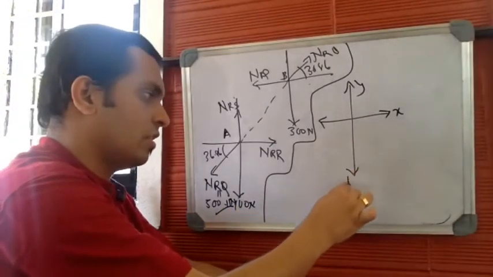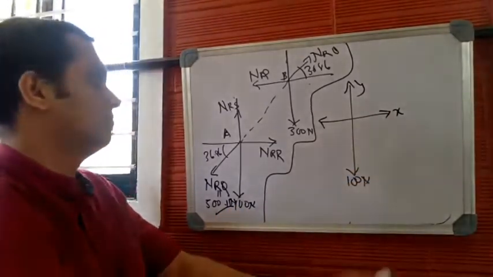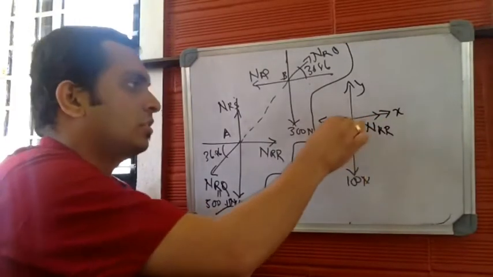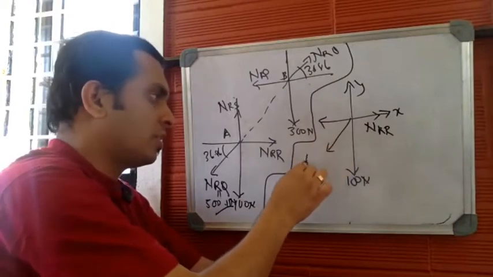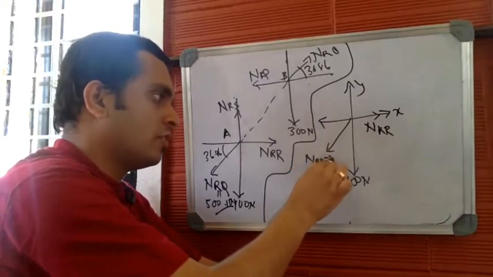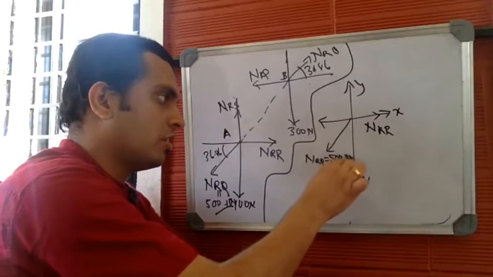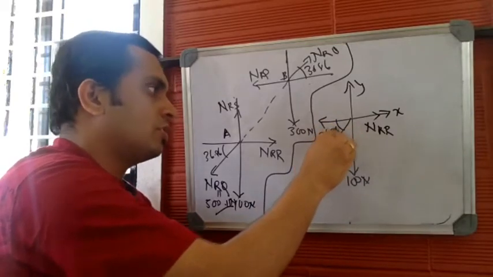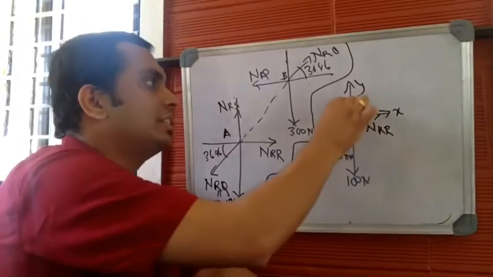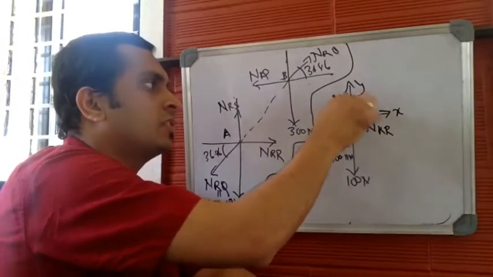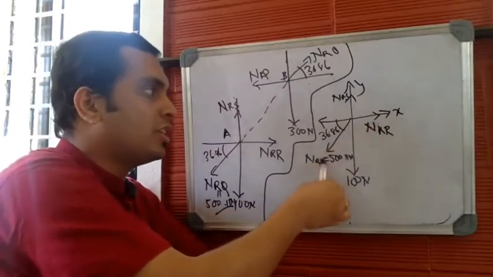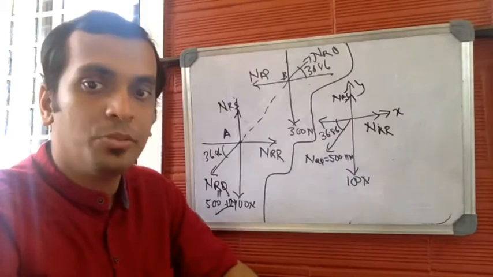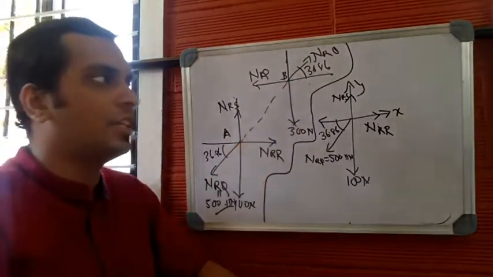Self weight is 100 newtons. This is NRR. This is NRQ. We know the value of NRQ as 500.11. And this angle is also known, which is 36.86. And this is NRS. How many forces do we have? 1, 2, 3, and 4 forces. Totally 4 forces. So you cannot apply Lami's theorem. When you cannot apply Lami's theorem, you have to apply the conditions of equilibrium.